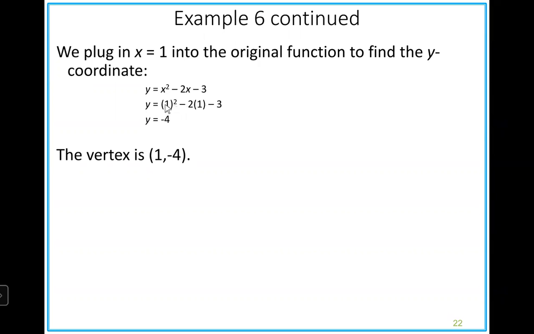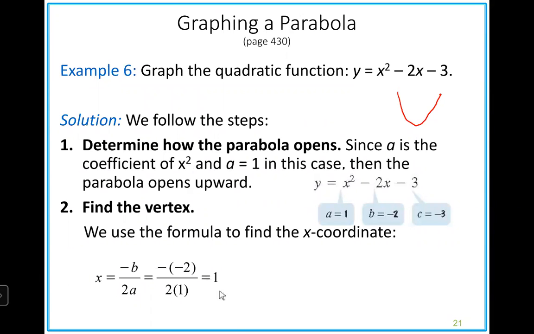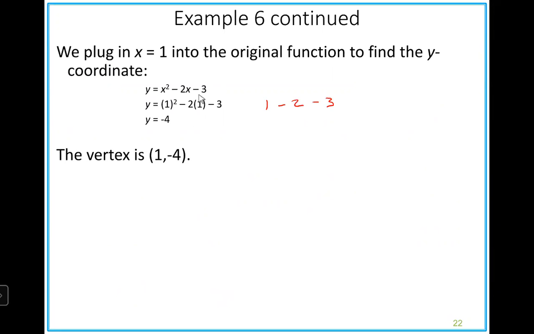1 squared is 1. Minus 2 times 1 gives you minus 2. So that should end up being 1 minus 2 minus 3. Okay, so minus 1. 1 minus 2 is minus 1. Minus 1 minus 3 is minus 4. So we got 1 here for x. And then when we plug it into the equation, we get negative 4. So the vertex is at negative 4.